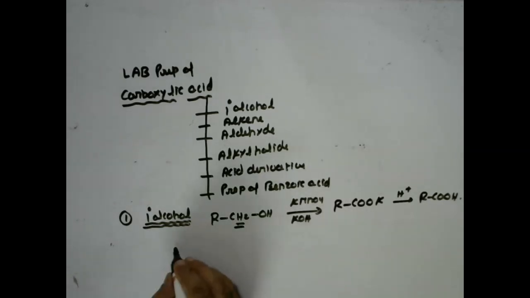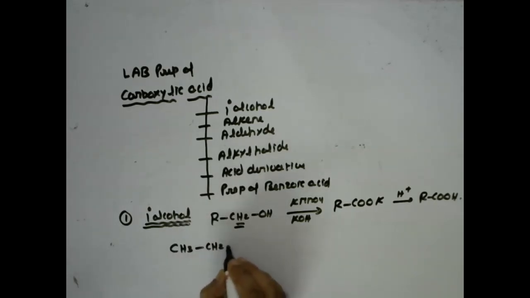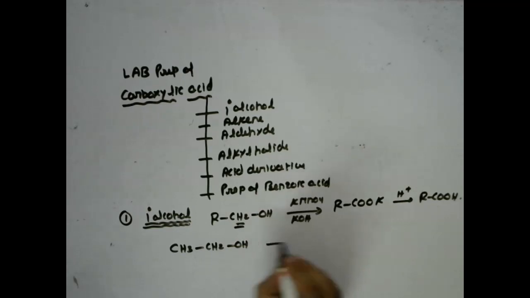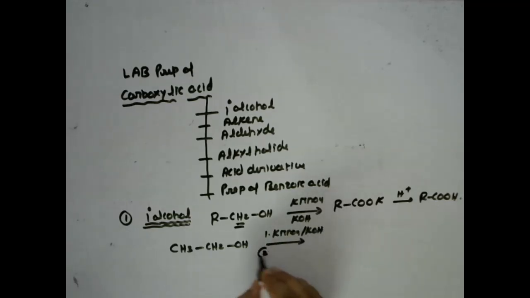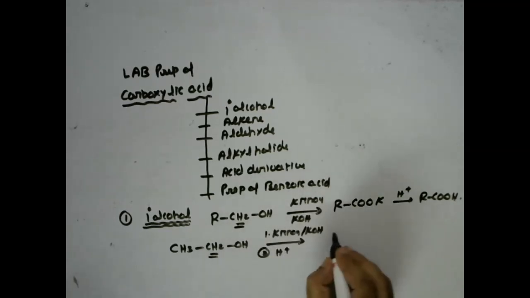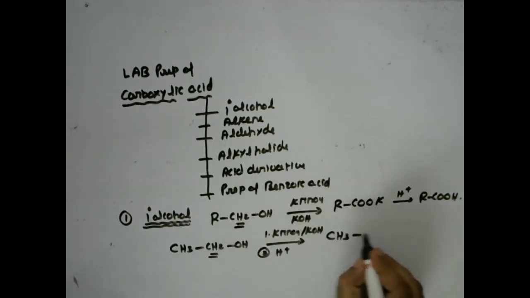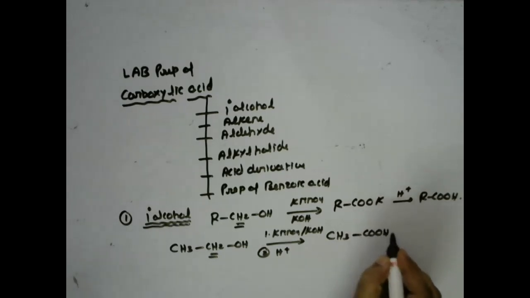Okay, for example, somebody asks us to convert ethanol into ethanoic acid. We can do it in one step. The first step would be KMnO4 working in basic medium. Second step, acidification. What will happen, net result? 2H replaced by oxygen. What you're going to get is nothing but the formation of ethanoic acid.